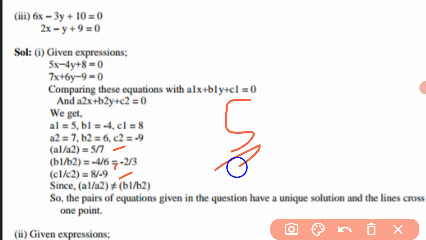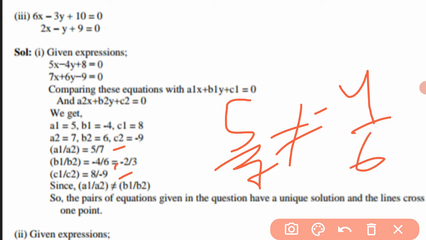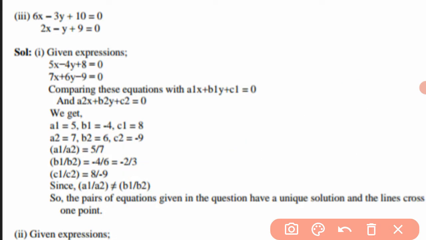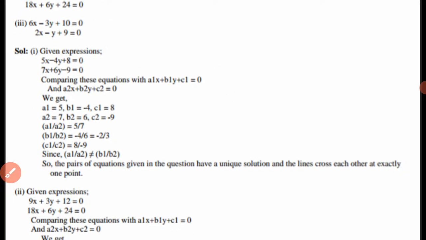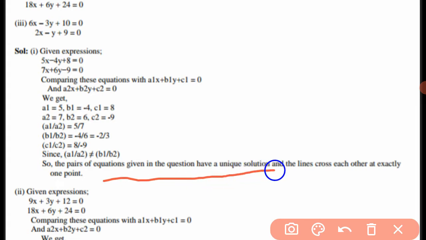So here 5 upon 7 is not equal to -4 upon 6. So we can say that a1 upon a2 is not equal to b1 upon b2. In this case lines are intersecting, and when lines are intersecting we have a unique solution. So the pair of equations given in the question has a unique solution and the lines cross each other at exactly one point.